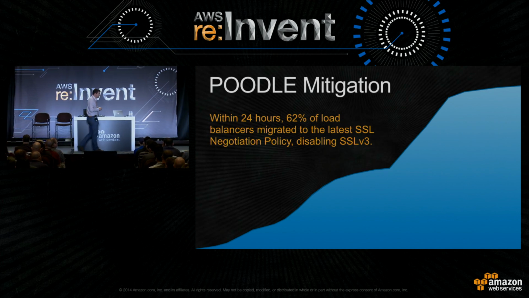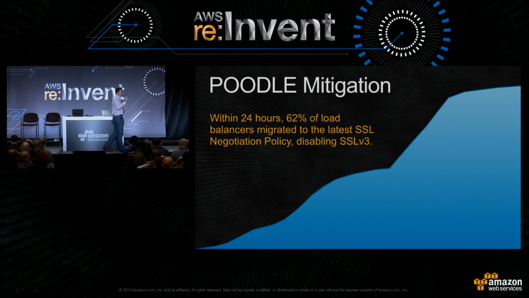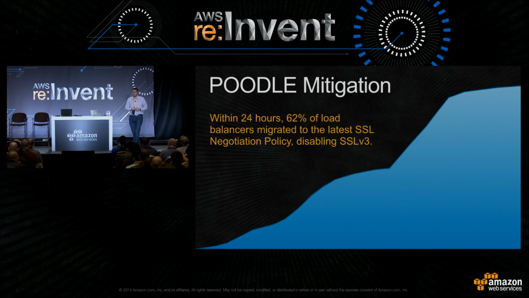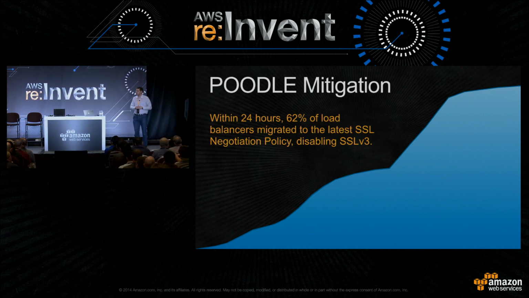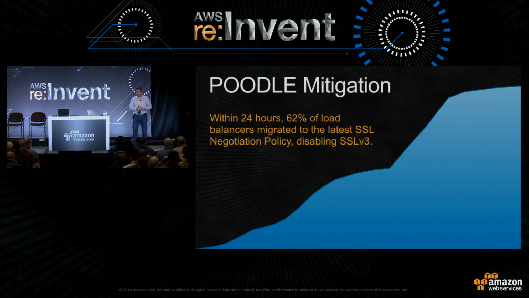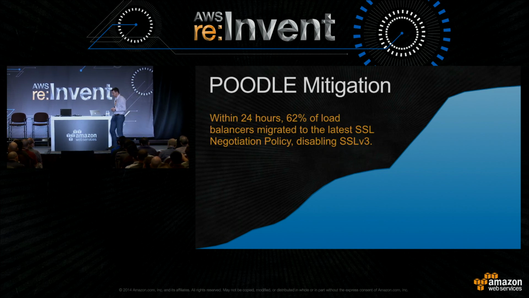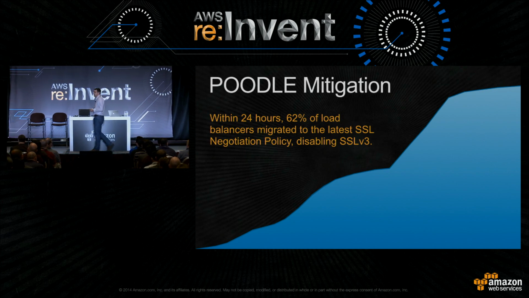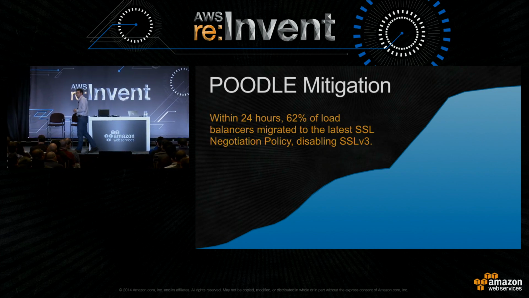And what we saw there is we ended up releasing a new cipher policy within about 30 minutes after the release, so almost immediately. Every new load balancer after that point in time had SSL v3 disabled immediately. So if you created a new load balancer, you weren't vulnerable. And we emailed our customers. And we saw 62% of all load balancers migrate within 24 hours to a policy that didn't support SSL v3.